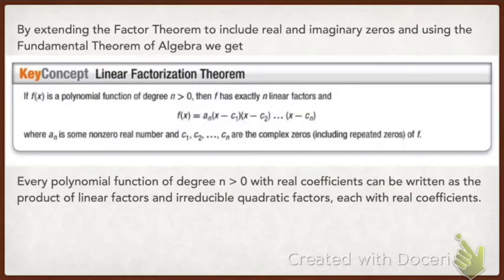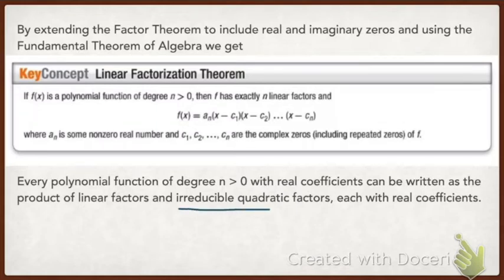By stating this factor theorem and including all of our real and imaginary zeros, we can use the fundamental theorem of algebra to get what we call the linear factorization theorem. It means that we can break down our polynomial into all of its factors, both real and imaginary. What we can do with this, which we're going to do today, is find all of our real zeros, and we'll quite often find what we call an irreducible quadratic factor.